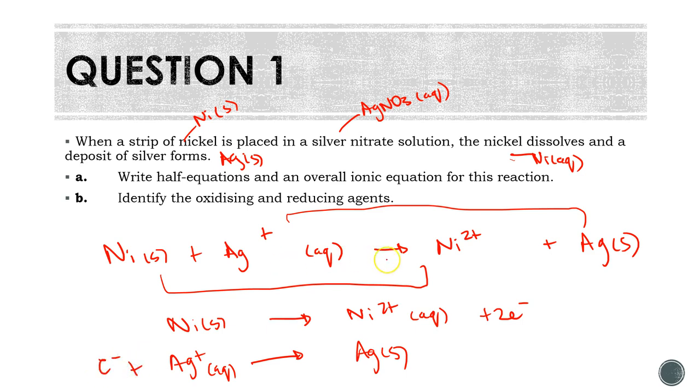But what I can see now is if I try and add these two together, I have an extra electron in the nickel side. So what we're going to do is we're going to multiply this equation by 2. Okay, so that will give me 2 electrons, 2 Ag+ gives me 2 silver solid, and then I'm going to add them together now that my electrons can cancel out on both sides.